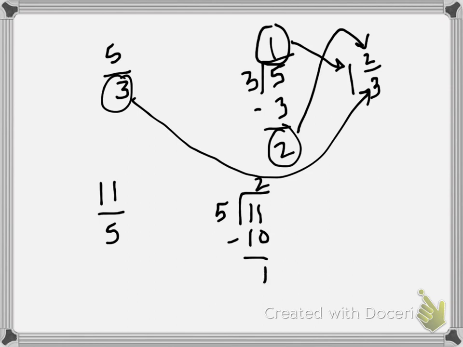Okay, so this 2 is our whole number. Our remainder of 1 is going to go up top, and then our denominator is going to stay the same. It was a 5 before, it's going to be a 5 after. So 11/5 is the same as 2 1/5. We've changed our improper fraction into a mixed number. Okay, now we can go the other way.